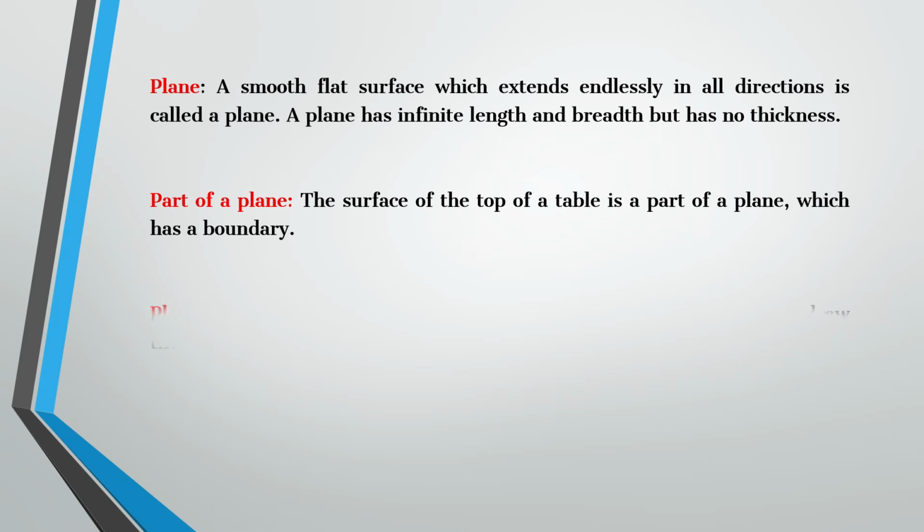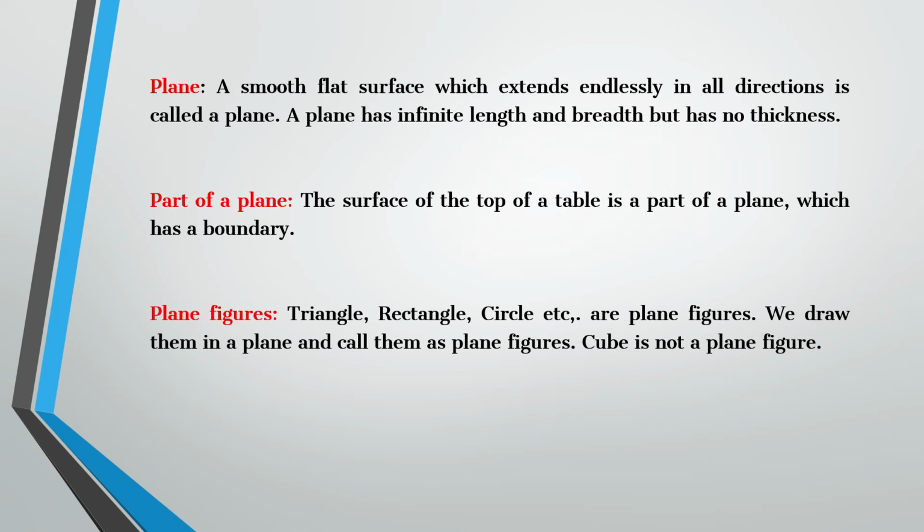And the next concept is about plane figures. Plane figures means what? The figures which we can draw very easily on paper are known as plane figures. All the 2D shapes, like triangles, rectangles, and circles, are called plane figures. We can draw them in a plane. And a cube is not a plane figure because it is very difficult to draw, as a cube is a 3D shape. See, it has three dimensions, but these all have two dimensions.